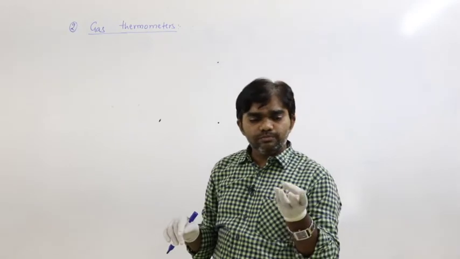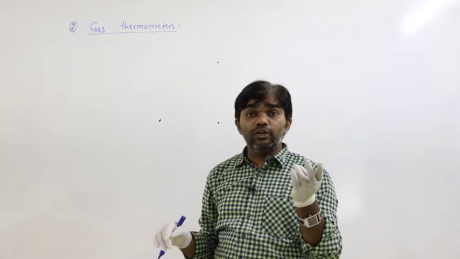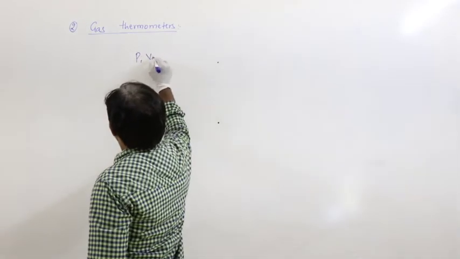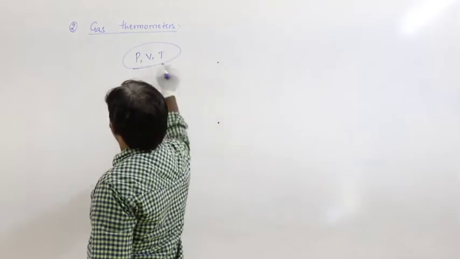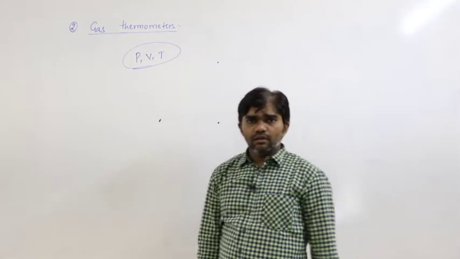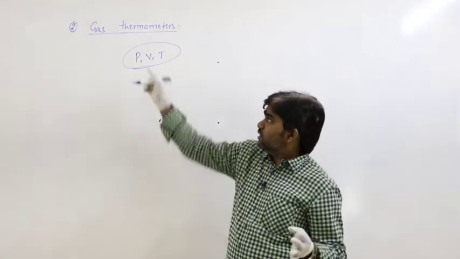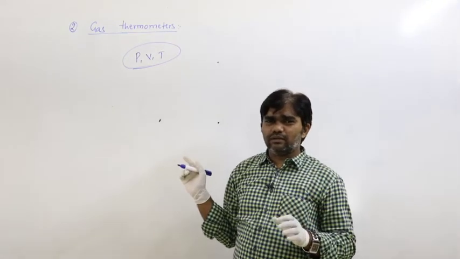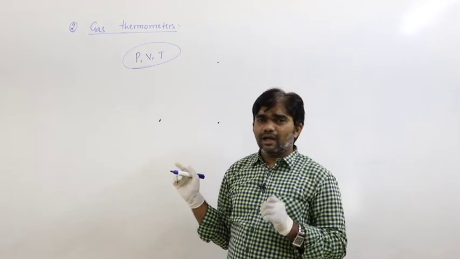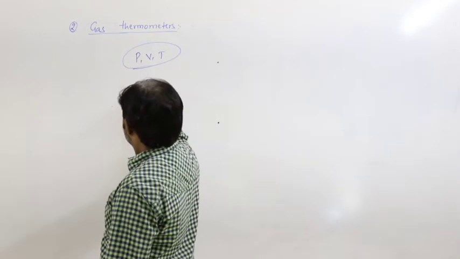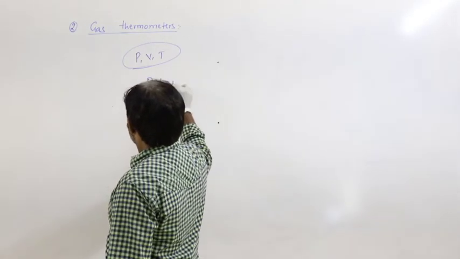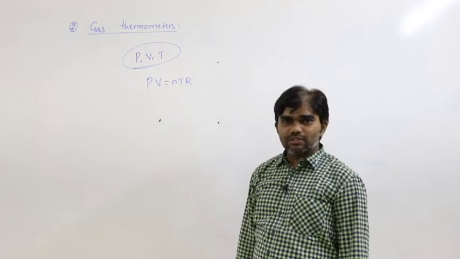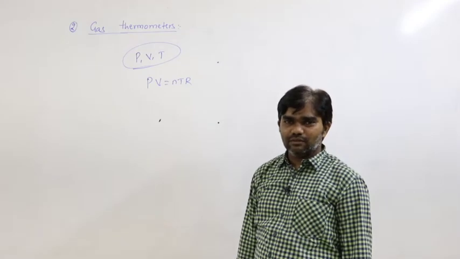What are the remaining two? Pressure and volume. If pressure, volume and temperature are all completely variable, it is not possible to calculate three variables at a time. Of course, we have the ideal gas equation, PV equals nRT.